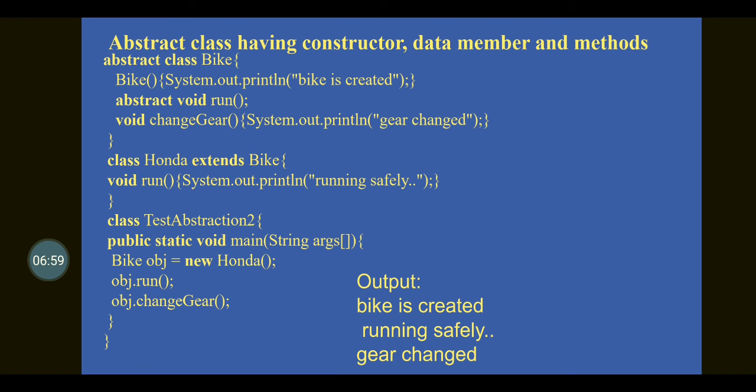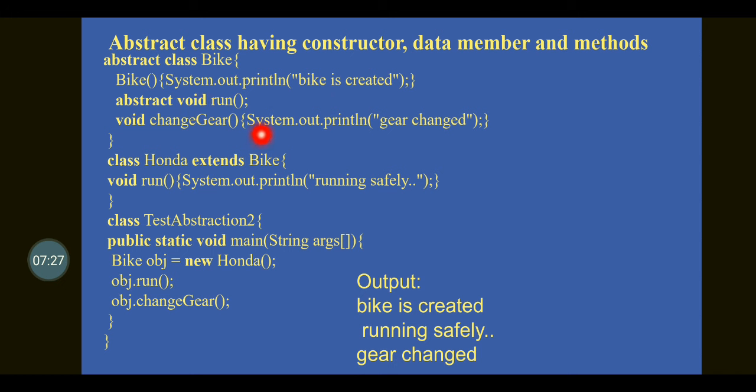So now we are going to see that an abstract class can have a constructor, a data member, and also methods. Let us have the abstract class named Bike. Inside the Bike class we define the constructor Bike() with System.out.println, bike is created, and then we have an abstract method, that is abstract void run().